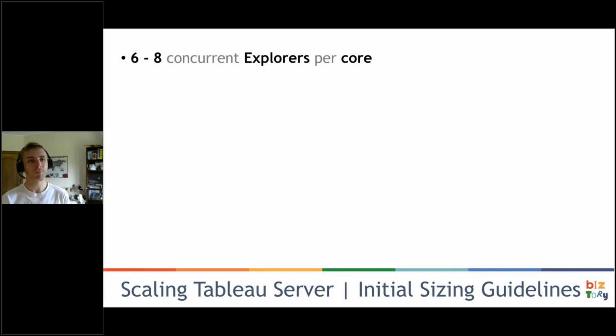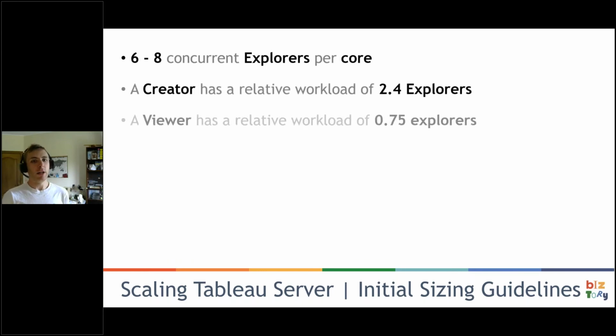And to clarify further, we said an explorer has a medium workload, a creator is very active, and a viewer is lighter. Well, we have these factors that we can use if we want to create a total count of this number of viewers, this number of explorers, and so many creators. We can use these factors to extrapolate that.